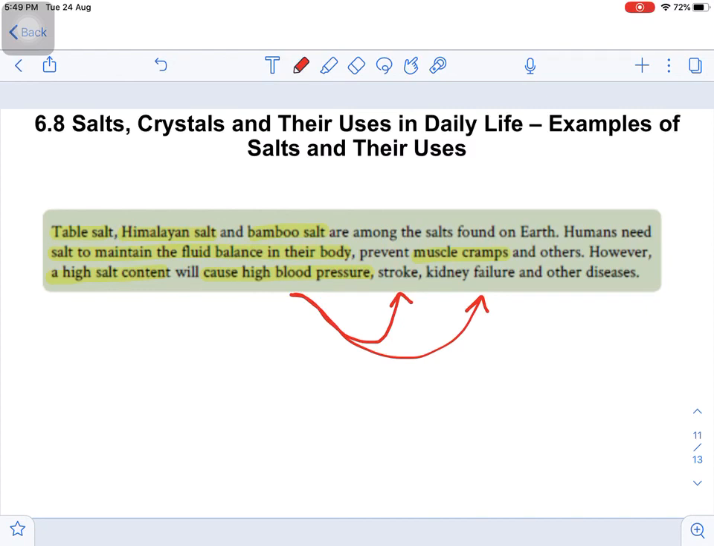Itu menyebabkan kita stroke. And then, kidney failure sebab beban kepada buah pinggang untuk menapis. Sebab pada masa tu, garam dah banyak and then tekanan darah pun tinggi. Dia try nak tapis dengan kuat. Itu akan merosakkan kidney and other disease. So, that's why we must ambil intake of salt tu dalam kuantiti yang secukupnya sahaja.